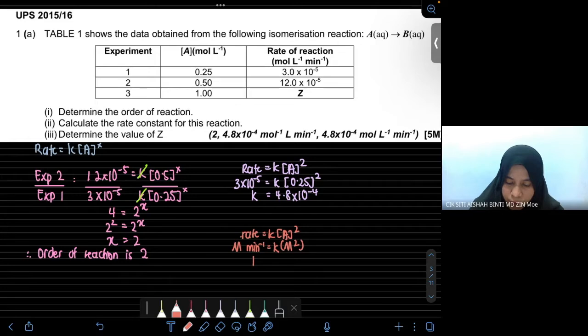So from here I know that my K will be M per minute divided by M squared, which is equal to molar negative 1 per minute, per molar per minute. Because we cancel out the squared, it becomes 1, and the other cancels out entirely. So it becomes per molar per minute. So here we get the unit to be per molar per minute.